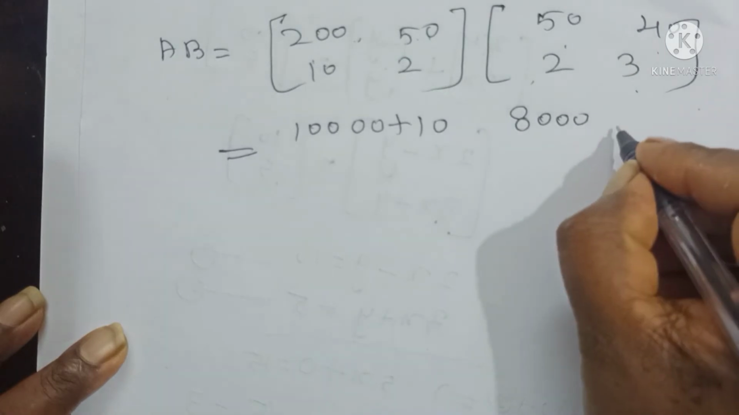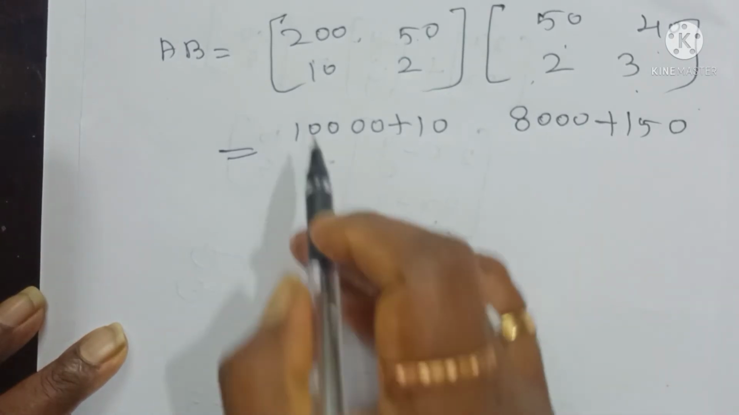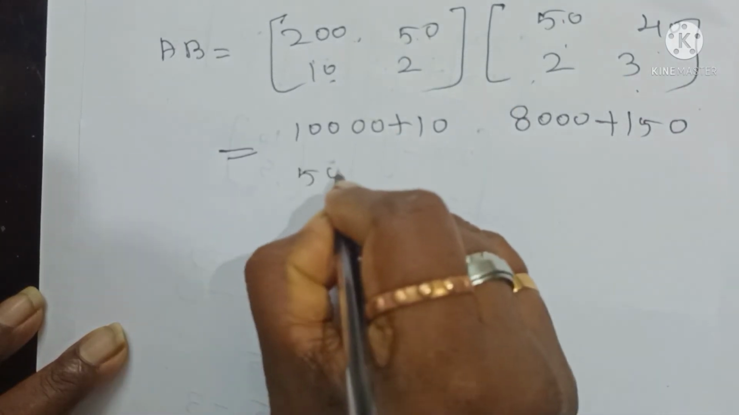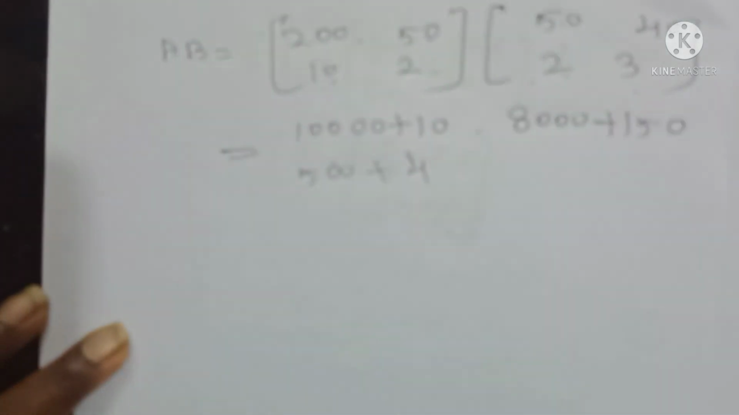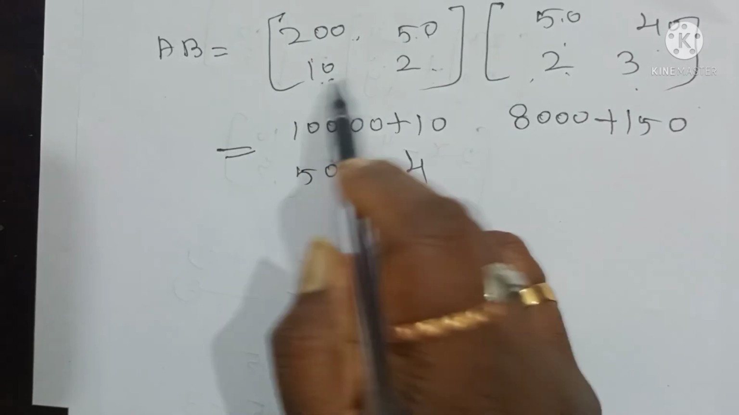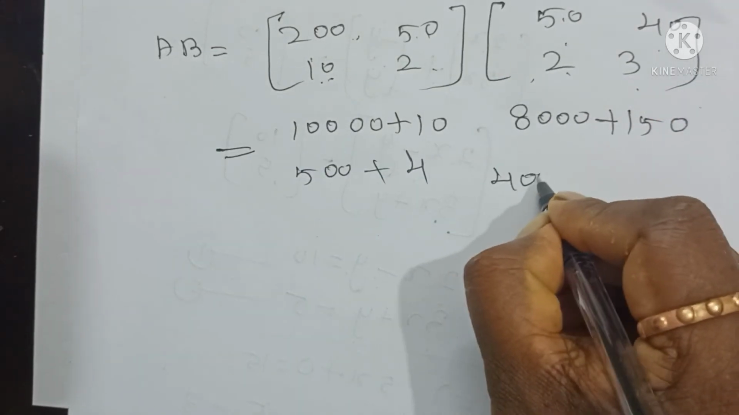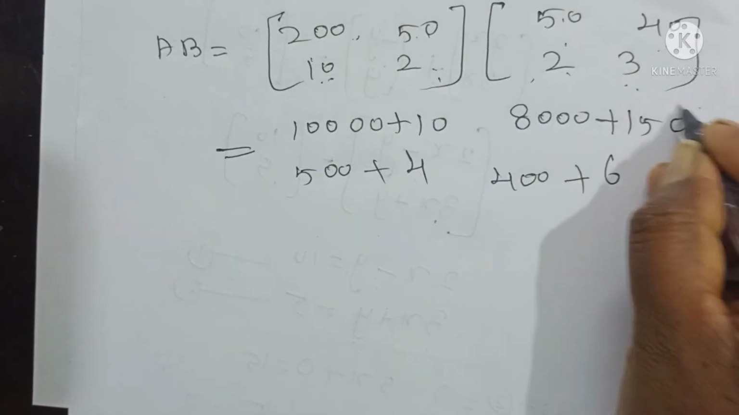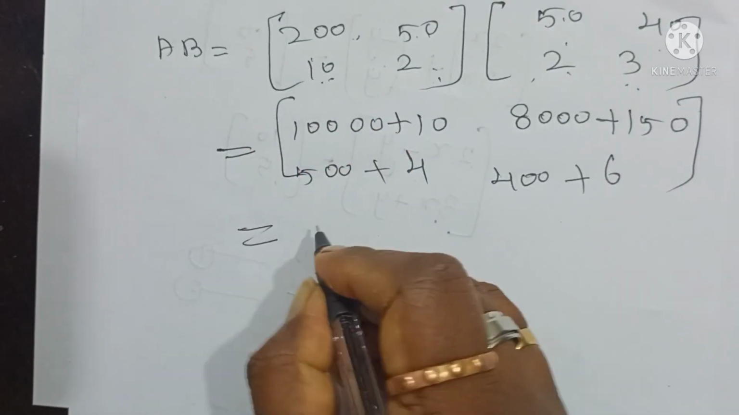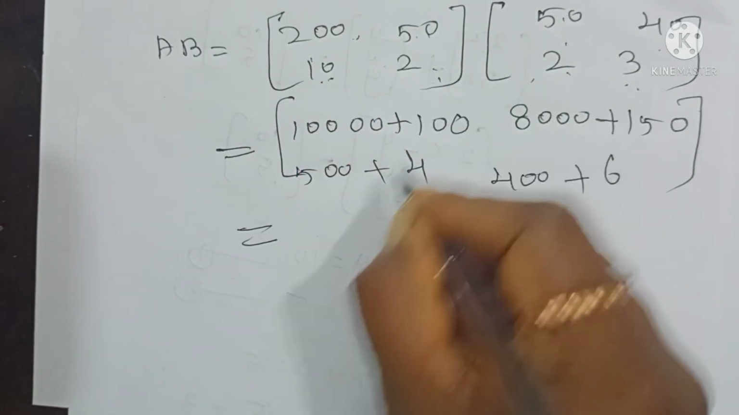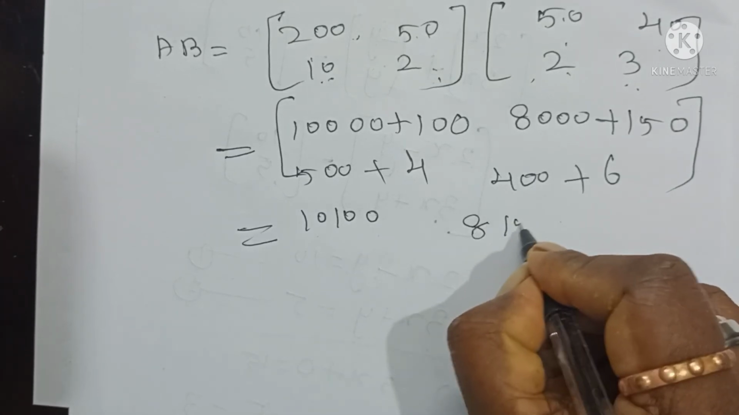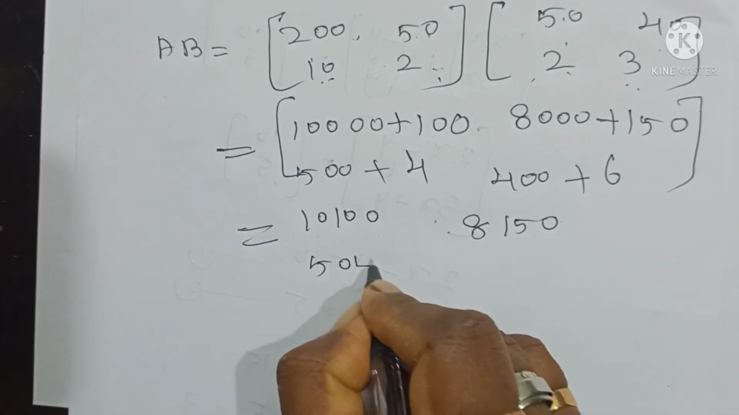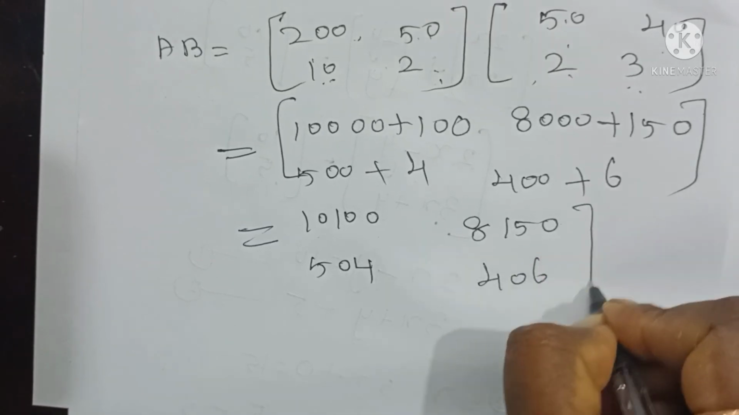Then 50 into 3 is 150, plus 8,000 gives 8,150. Then 10 into 50 is 500 plus 2 into 2, 4, giving 504. Then 10 into 40 is 400 plus 2 into 3, 6, giving 406. Then simplify. So we have 10,100 here, then 8,150, here 504, here 406.